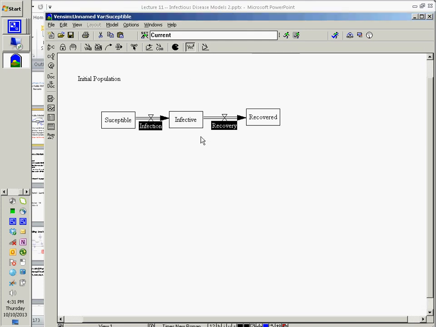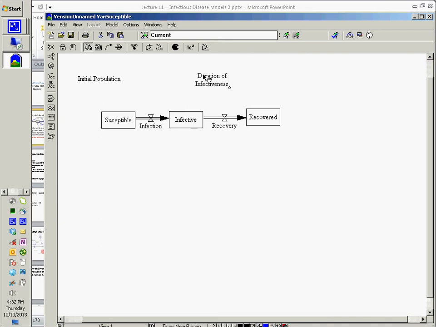Okay. So suppose we wanted people to remain infected for a certain average period of time. How do we do that? Good. So there'd be a duration of infectiveness or something like that, or duration infective might be a better way to put it.